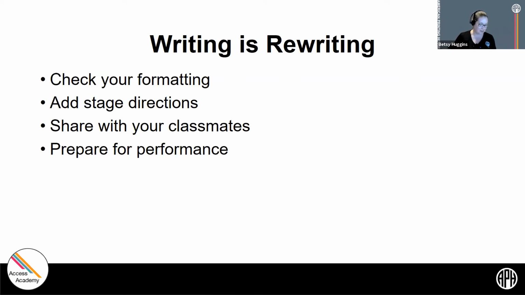So check your formatting. Excellent. Add stage directions. Share with your classmates. I love doing the swap. I take your monologue, you take my monologue. If you've got more time in the class, add a director, an outside pair of eyes and ears who can be adding their own artistic interpretation to the text, and prepare for performance. Think about who the audience is. Is it another class? Is it their parent? Are you recording it maybe on Studio Recorder? Check it out. We're going to do some more work on dramatic writing with Studio Recorder.